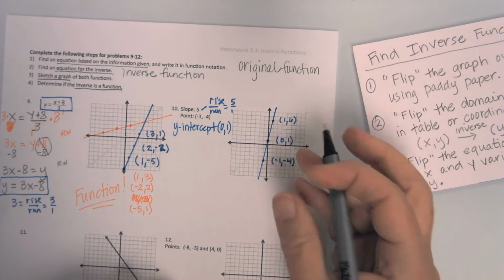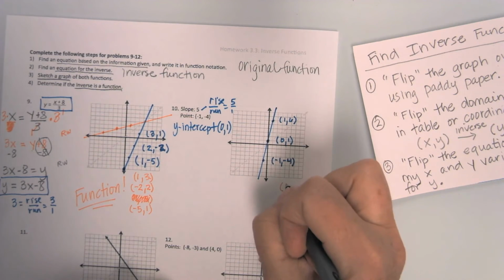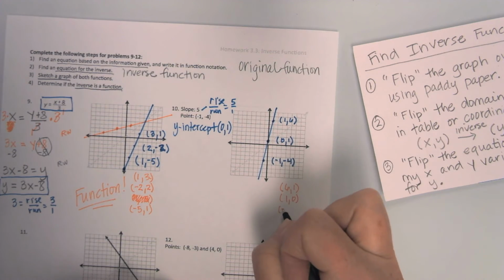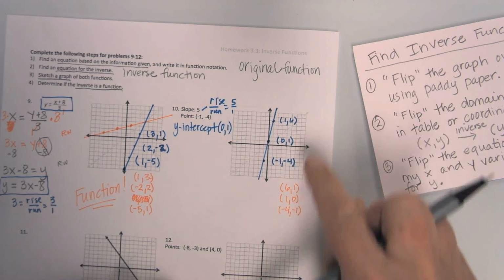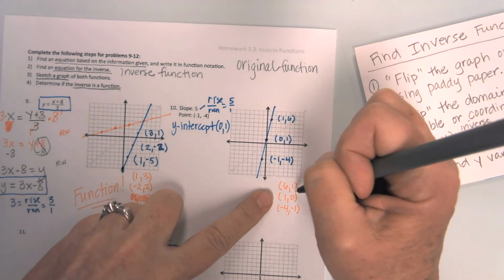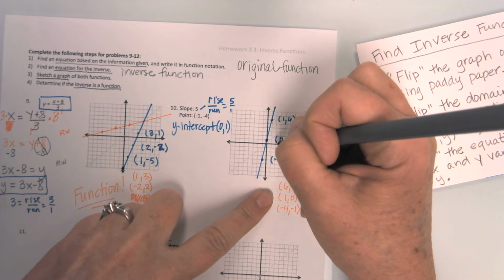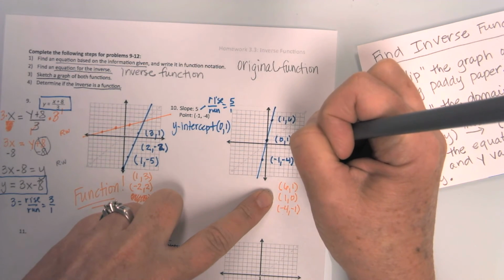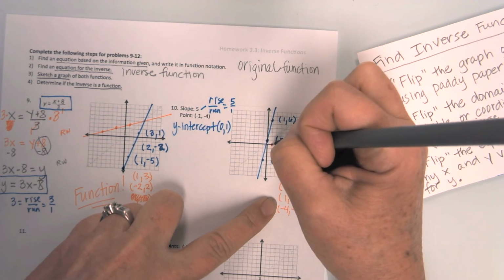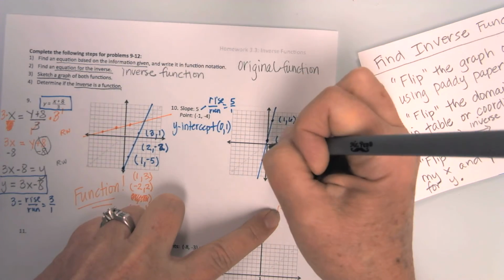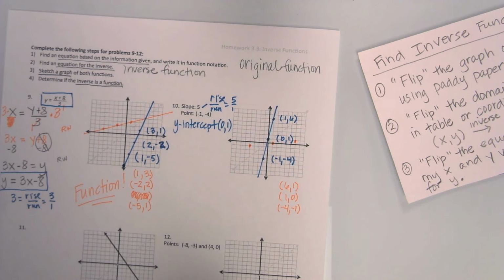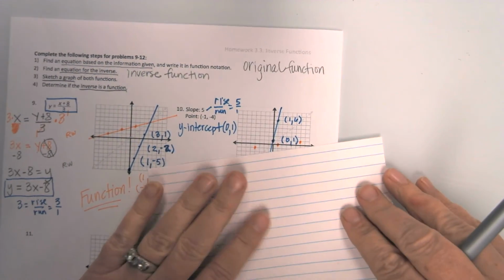So my inverse is going to have a point at 6, 1, 1, 0, and negative 4, negative 1, making sure I did all my flips, unlike my last one. Okay, so now let's go ahead and plot these points. 6, 1, 1, 2, 3, 4, 5, 6, and a 1. And then 1, 0. And then negative 4, negative 1. 1, 2, 3, 4, negative 1. Now, I'm going to go ahead and sketch that line.